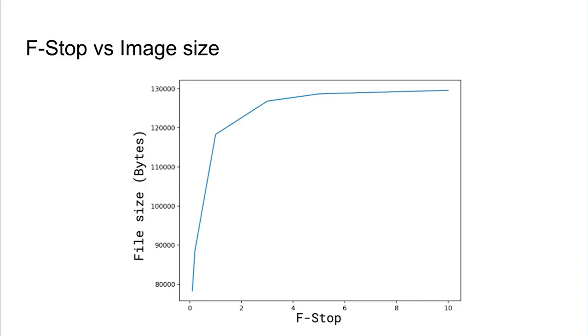The graph here shows the relationship between the f-stop and the image size. We can see that the file size drastically increases as the f-stop increases. For example, the size of the image at f10 is 65% bigger than the image size at f0.1. This shows that the image size indeed reduces as the depth of field decreases.